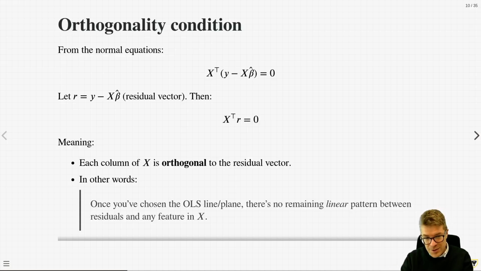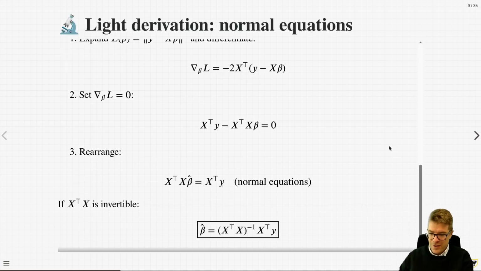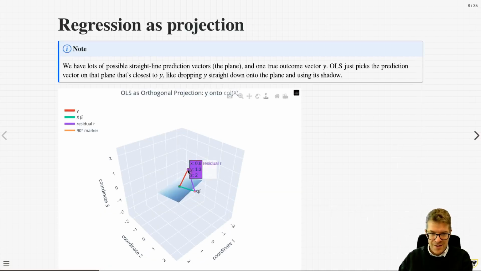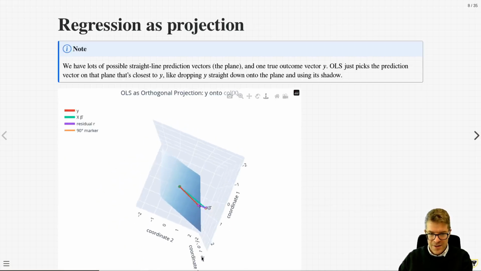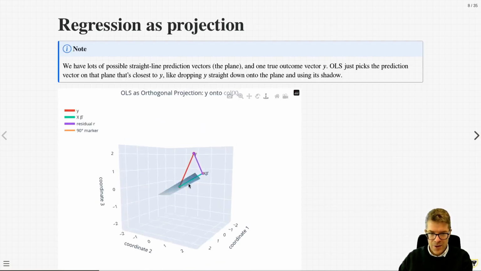So in other words, if you've chosen the OLS line or plane, like the hyperplane, there's no remaining linear pattern between any of the residuals and any feature of x. So looking straight down at the hyperplane from the point of view of the vector y, there's not going to be any influence on any of the features x. So this is a fancy way of saying what we looked at a moment ago, which is that this residual vector here is going to be at a right angle to our plane of predictions.